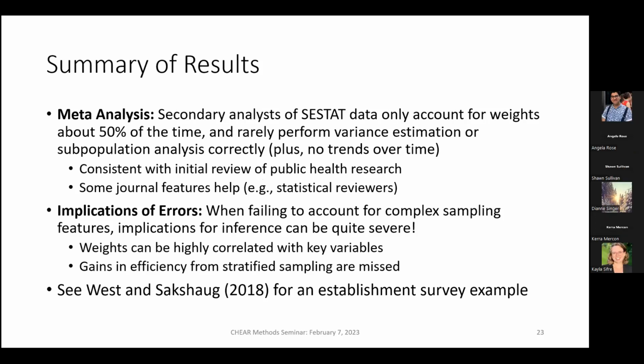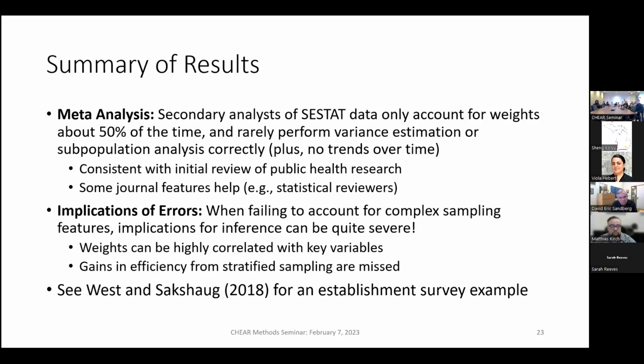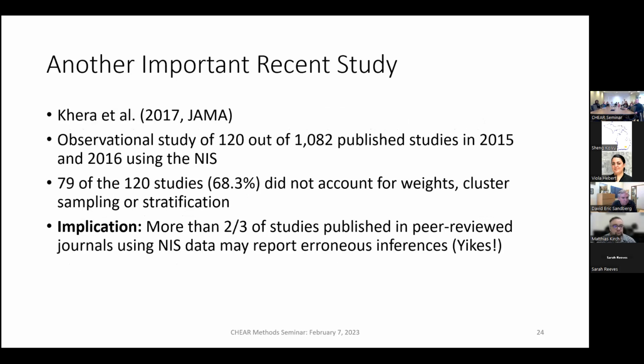And related work looked at establishment survey data. So not human beings, but establishments, same issues. Nothing changes in surveys of establishments. Same basic statistical issues. So there's a paper in 2018 that we looked at for that. So this wasn't just me tooting my horn.